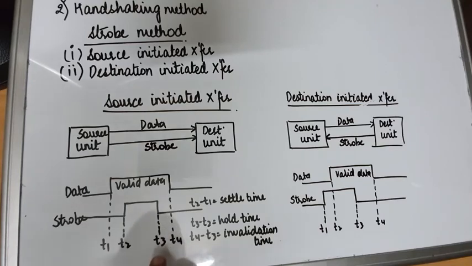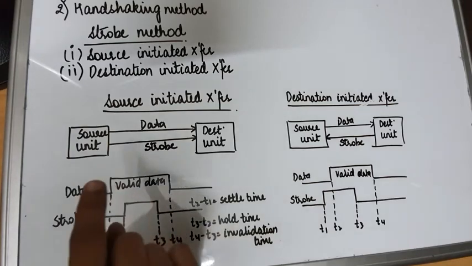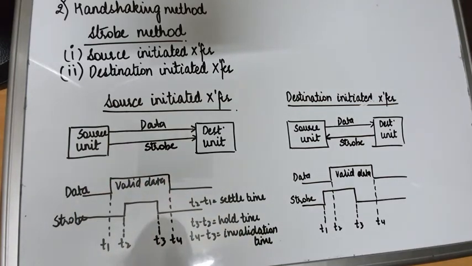So, after T3, for some delta t time, at time T4, the source unit will invalidate the data. So, the delta t time spent between T3 and T4 is called the invalidation time. At this time, the data should not be read. The data is read between T2 and T3.